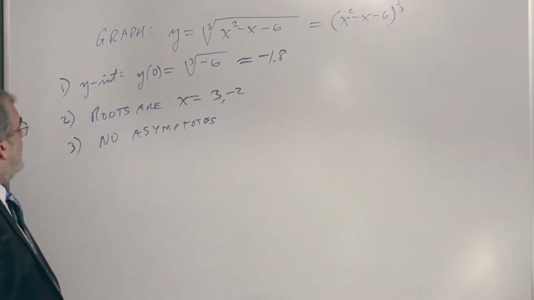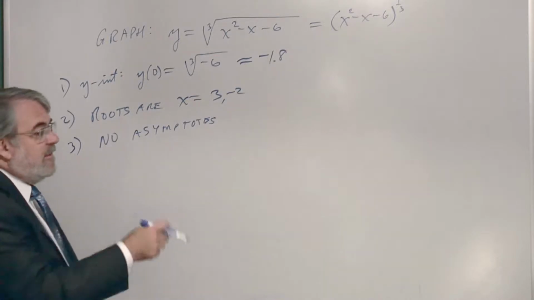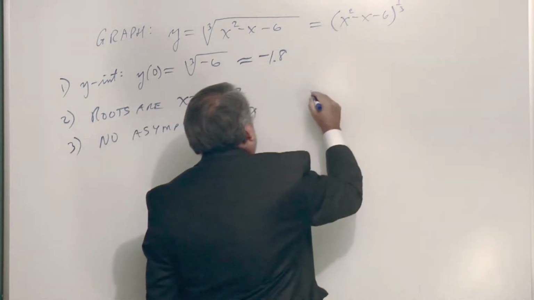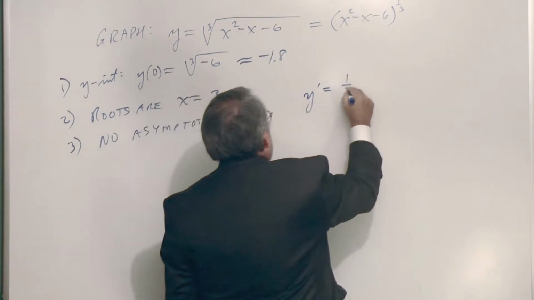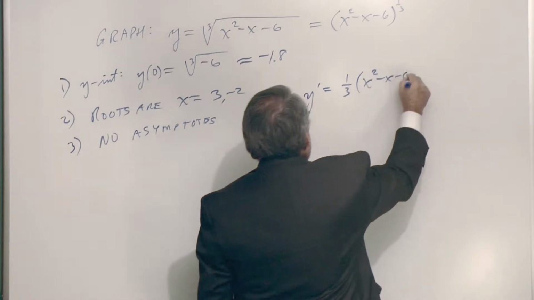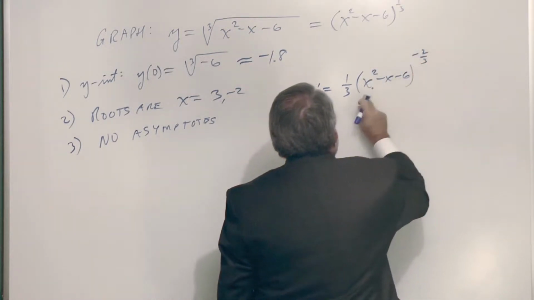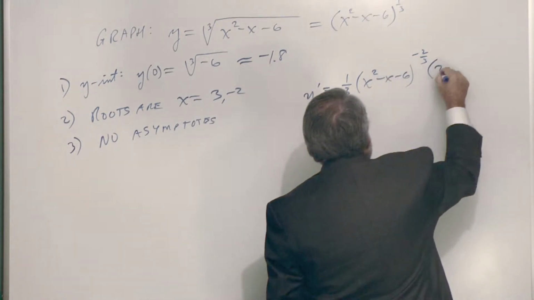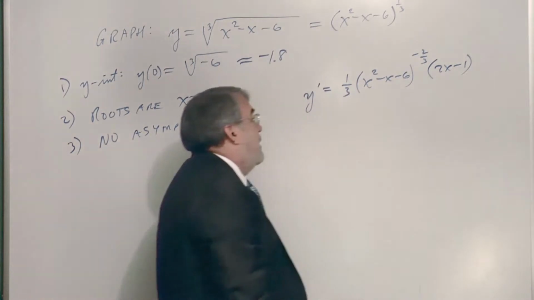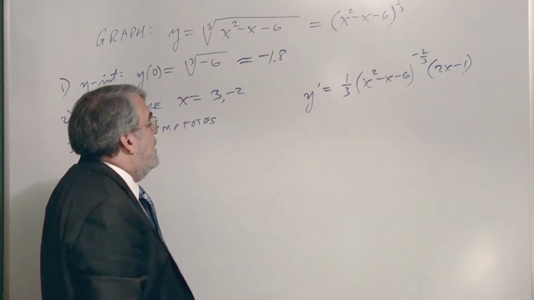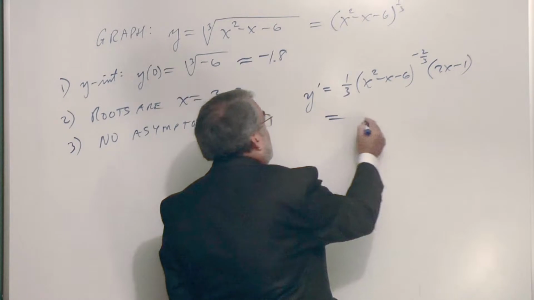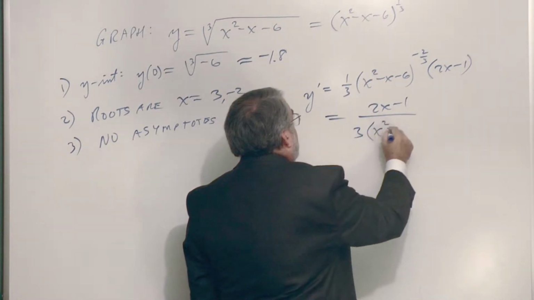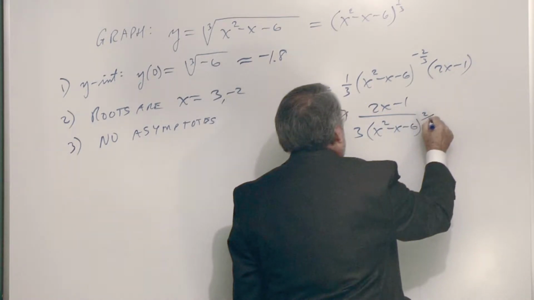Now let's look at the derivative. I'm going to work the derivative here and then copy it neatly there. So using this form, y prime would be 1/3 (x squared minus x minus 6) to the minus 2/3, and then chain rule. Don't forget chain rule. Got to multiply by 2x minus 1. All right, and so that would be (2x minus 1) over 3 (x squared minus x minus 6) to the positive 2/3 power.